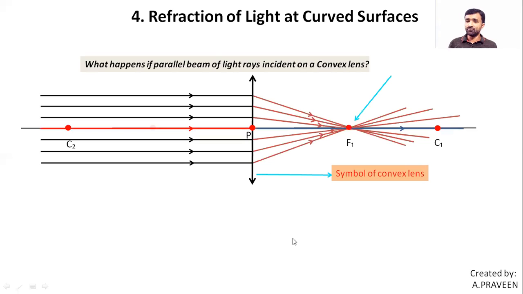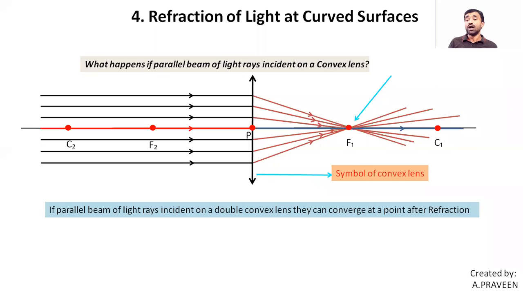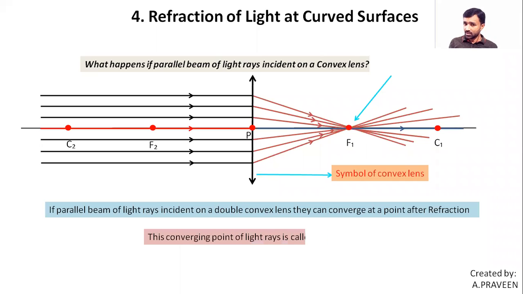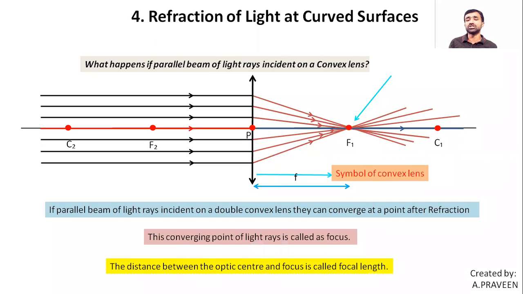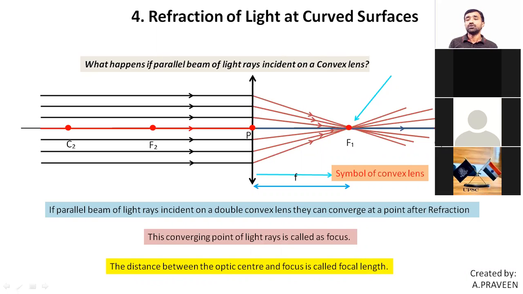Here the converging point is also available on the left side if you incident the light rays from the right surface. I name that F2. So F1 and F2 are called focal points. After refraction, the light rays converge, and that converging point is named the focus or focal point. The distance you measure between the pole and the focus is called the focal length, denoted by the letter f. The definition is simple: the distance between the pole and the focal point.